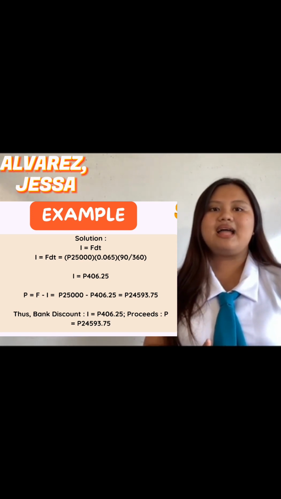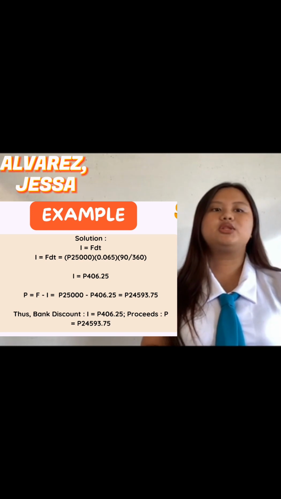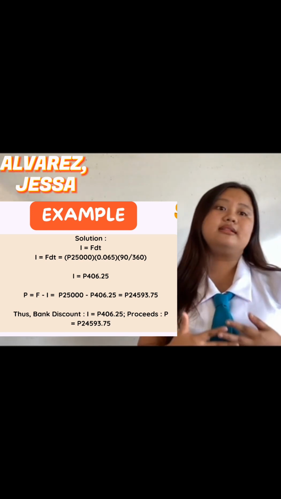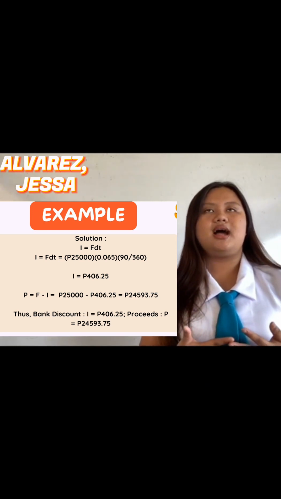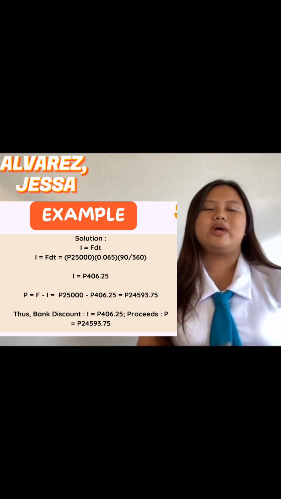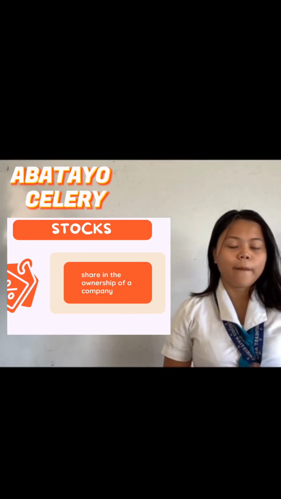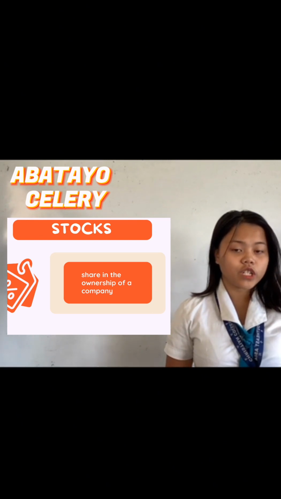Thus, the bank discount that Ignacio will receive is 406.25. And the proceeds that Ignacio will receive also is 24,593.75. Next is stocks. Stocks, also known as shares or equities, represent ownership in a company.